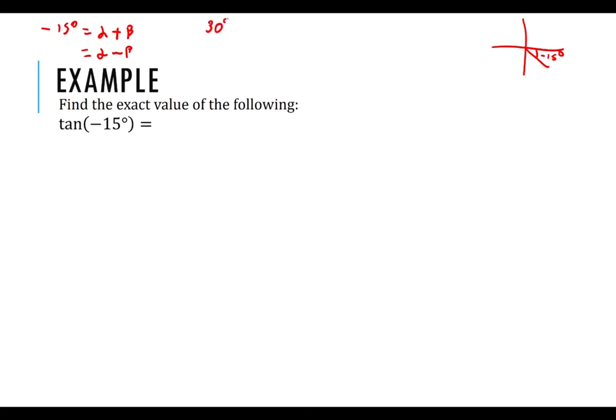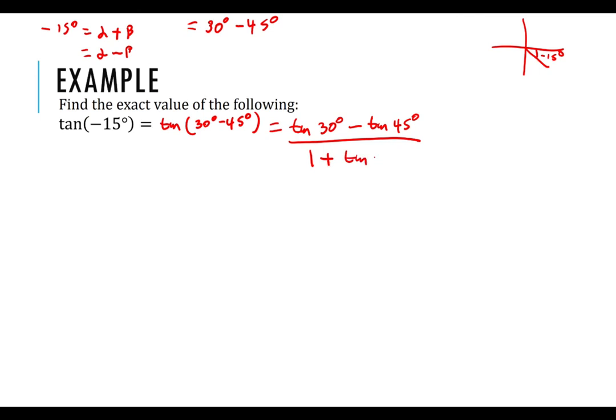So I think 30 degrees minus 45 degrees, there we are. 30 minus 45 gives me negative 15, and so then this is tangent of 30 degrees minus 45 degrees. Well then, using the tangent definition, that's going to be tangent of 30 degrees minus tangent of 45 degrees divided by 1 plus tangent of 30 degrees times tangent of 45 degrees.